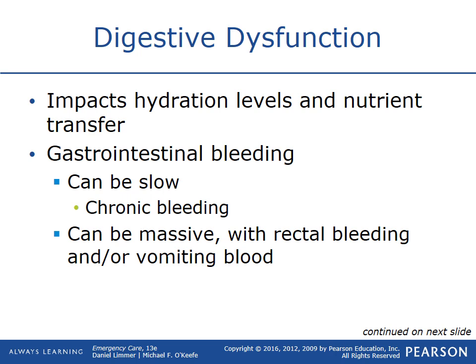It can be a slow bleed, a chronic bleed, but it takes a long time to develop. Maybe a little bit of bleeding would show up in your feces, or it can be a massive bleed, with bright red bleeding through the rectum, or even vomiting up blood.